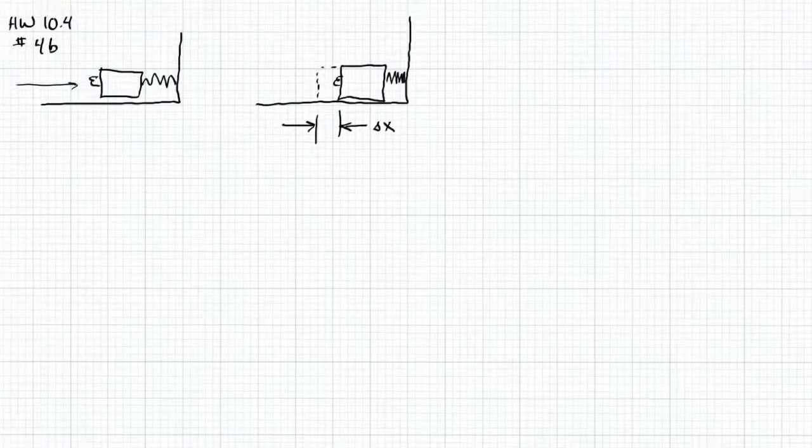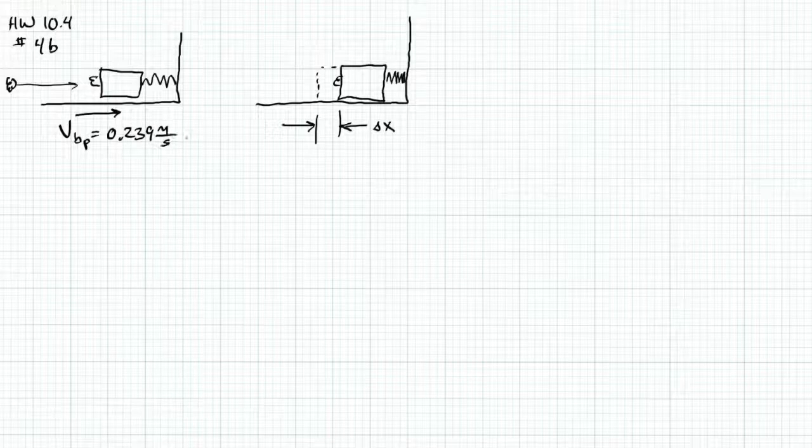This is homework 10-4, number 4, and it's part B. And you should have gotten A already. You were supposed to calculate the speed of the putty and block system after collision. What happened here was that we had a blob of putty, something that is sticky, flying towards a block on a spring. Now you didn't need to worry about the spring at first, but the putty flew into the block, stuck to it, and then the block and putty moved together with a velocity that we found to be 0.239 meters per second. Okay, you should have found that in part A.